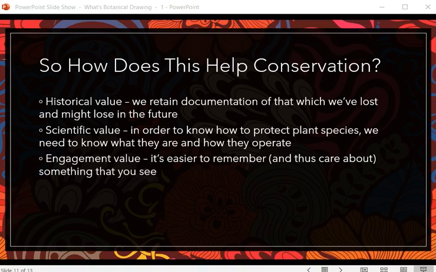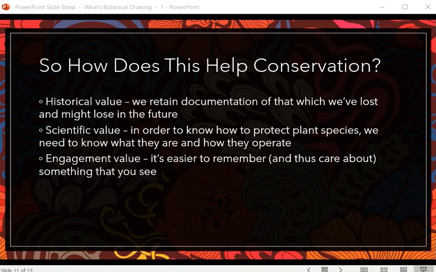That leads us to the second one, scientific value. In order to know how to protect plant species, we need to know what they are and how they operate. And botanical illustrations are vital to the understanding of plants.